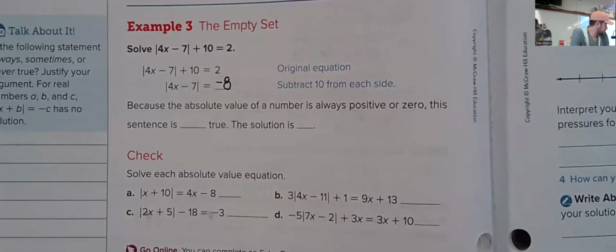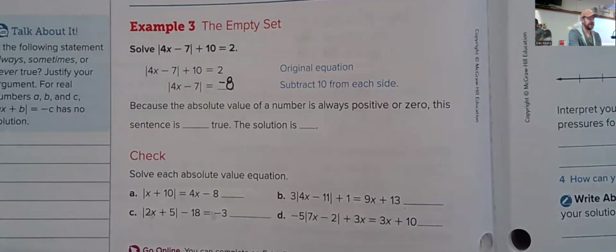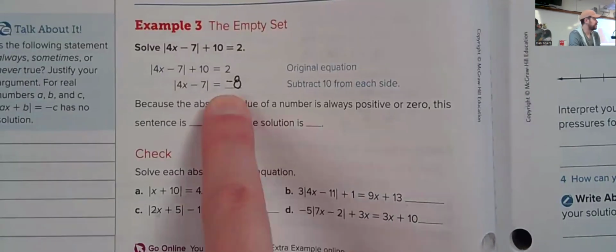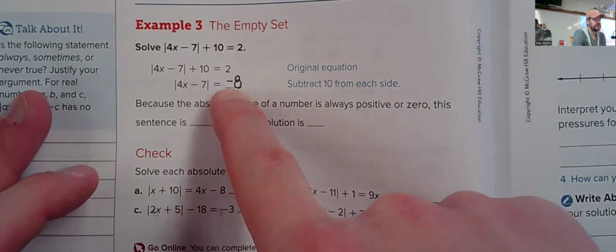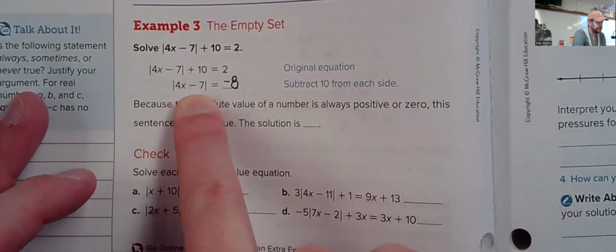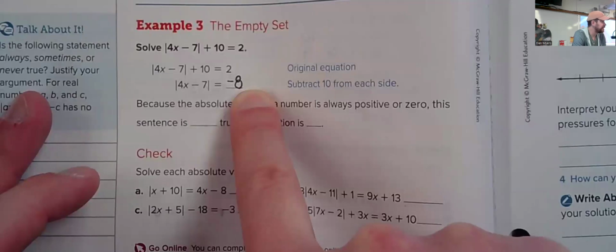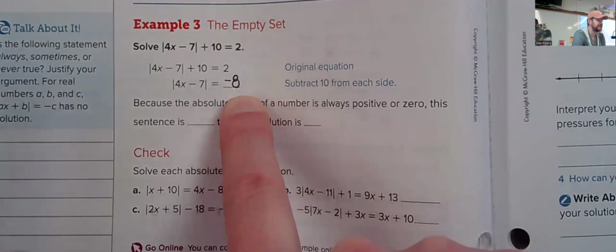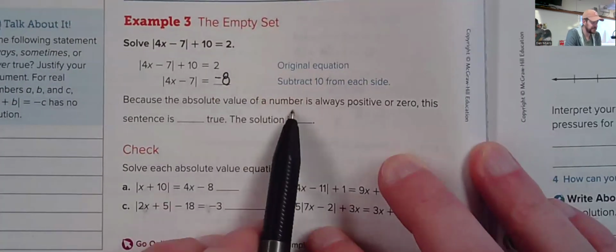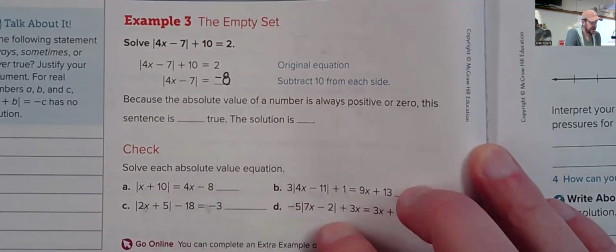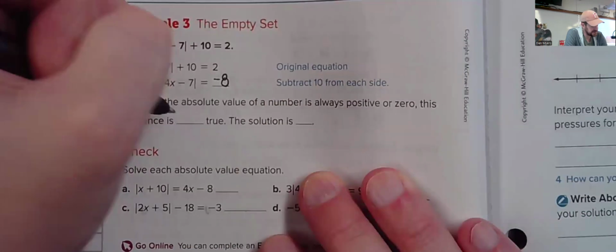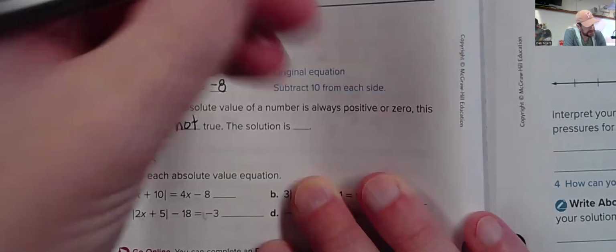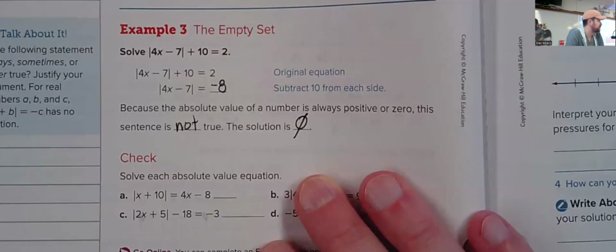We saw with this one right here that an absolute value cannot equal a negative number, right? There are no variables over here to test for. This is just a number, and it says it's -8. Absolute value cannot equal a negative. So if you run into a situation where you've got something equal to a negative and there's no variable or anything over here, you know that there can't be a solution, because the absolute value of any number is always positive or zero, which makes this sentence not true. So the solution is the empty set. You could also say no solution.